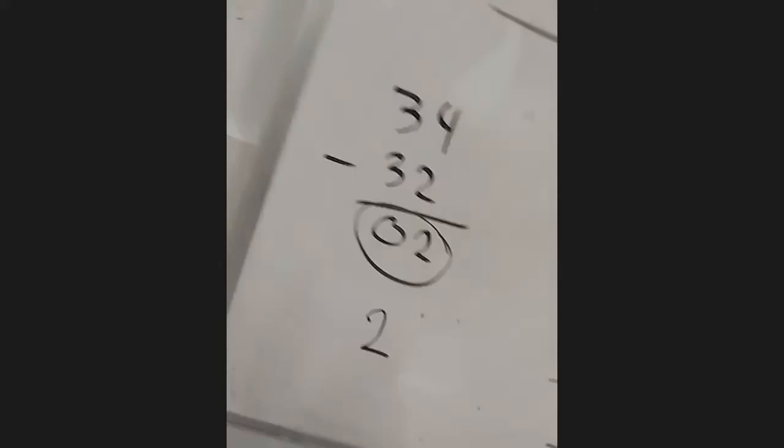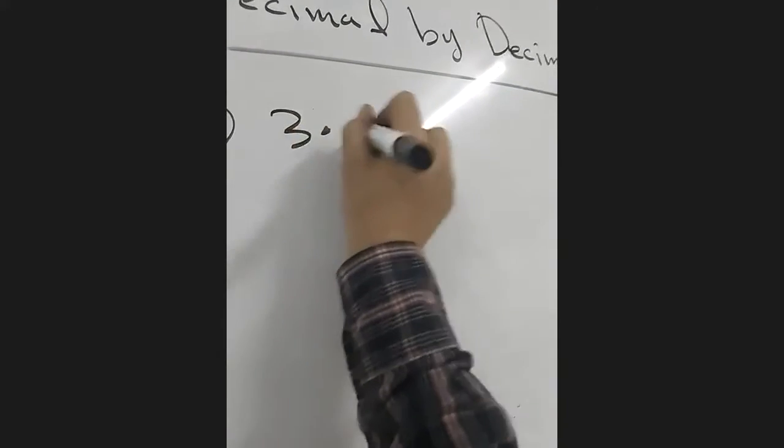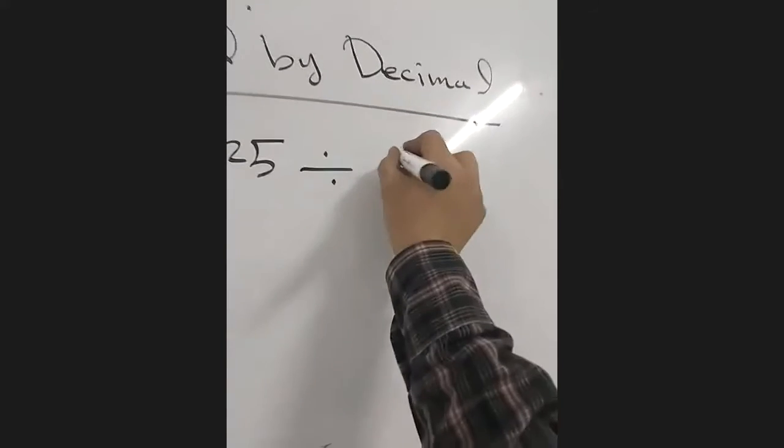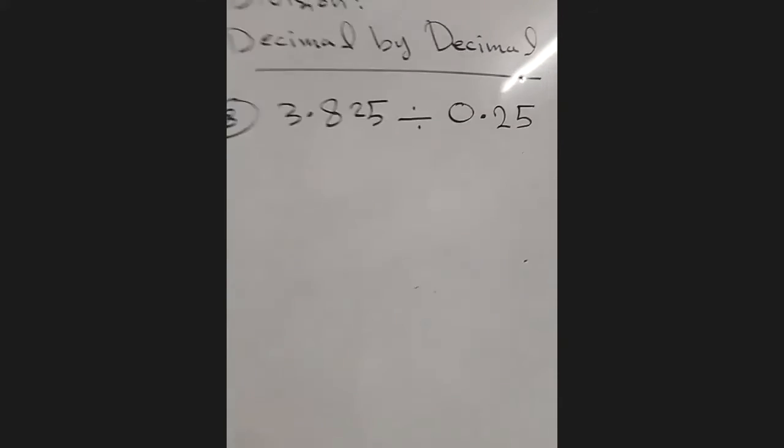Question 8, guys. Do it with us. Please, guys, prepare a copybook or paper beside you. We have question 8: 3.825 divided by 0.25. Okay, guys, we'll do long division.